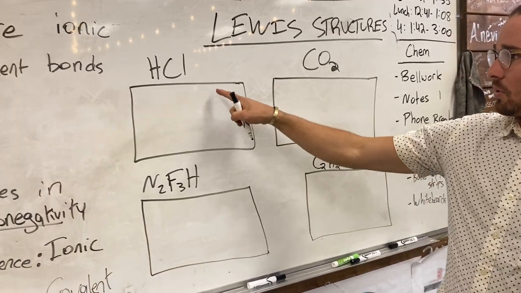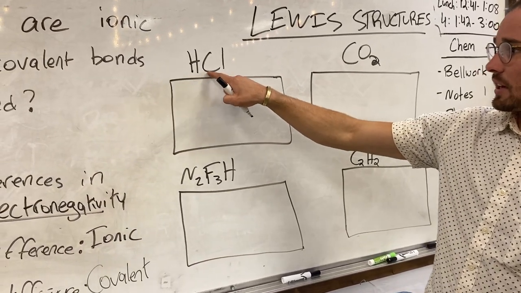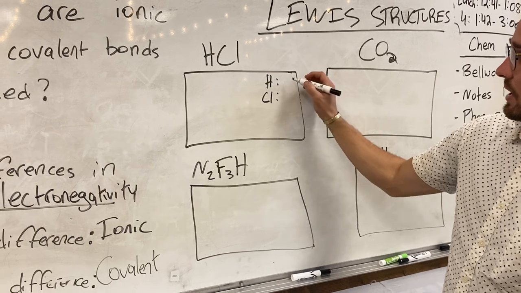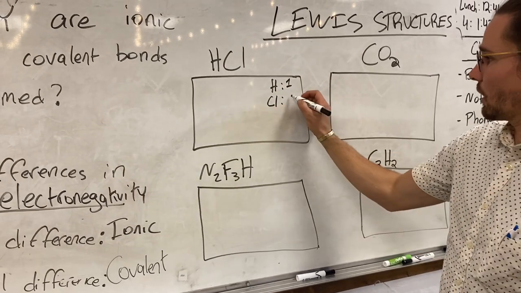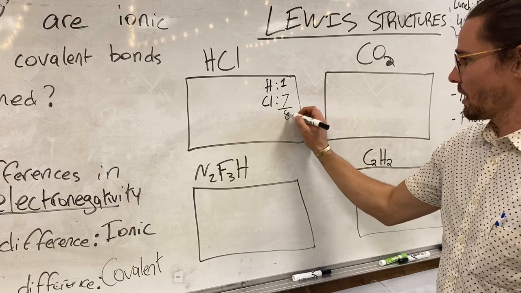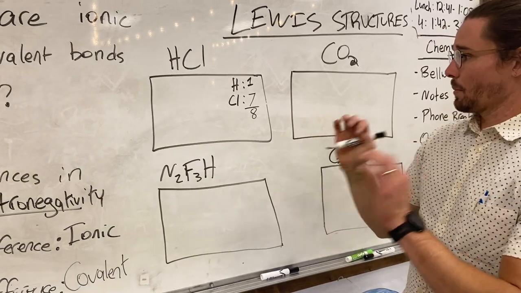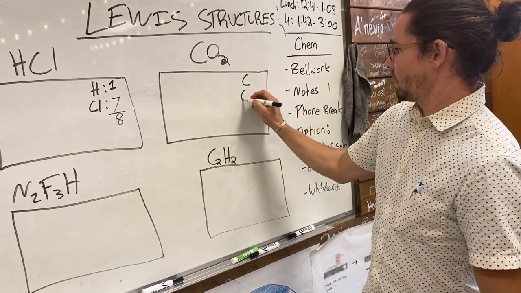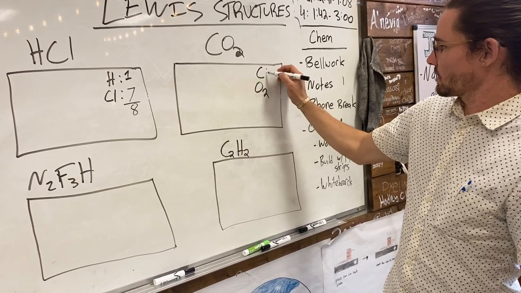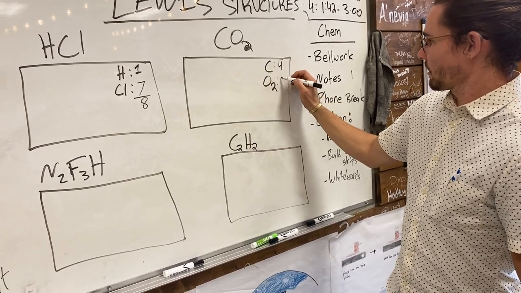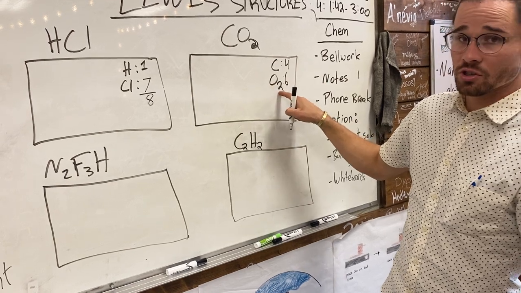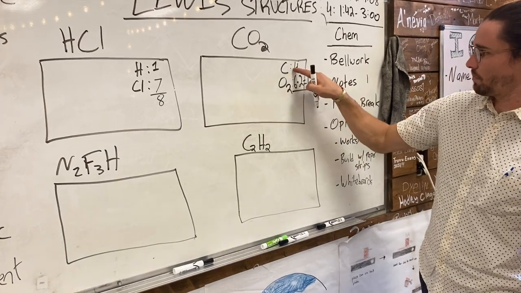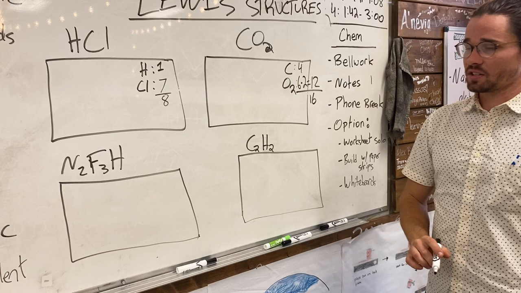Now the way that you do this is you have to figure out the number of valence electrons. I like to separate my elements out like this, and I know that hydrogen has one valence electron and chlorine has seven, for a total of 8 valence electrons. I'm going to jump over here to carbon dioxide and do that as well. Carbon, and then I have 2 oxygens, so I separate those out. Carbon has 4 and oxygen has 6, but there are 2 oxygen atoms, so I multiply that times 2 to equal 12. When you add 12 plus 4, you get a total of 16 electrons.